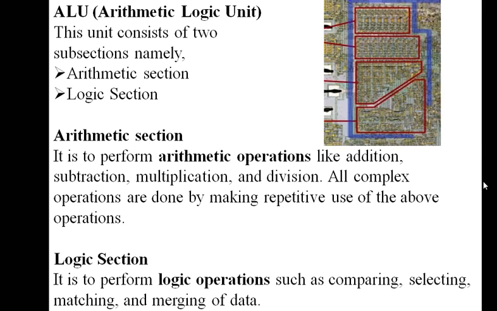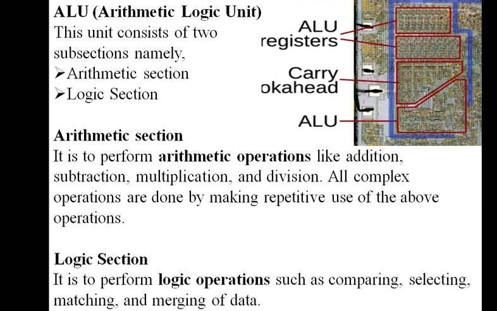Next part, the arithmetic logical unit. This unit consists of two subsections, namely the arithmetic section and the logic section. Combining these two sections, you can call it the arithmetic logic unit. So here, in this figure, this we can call the ALU registers, then carry, then this is the ALU unit, this part. In this part there are two sections, one is arithmetic, another one is the logic section.